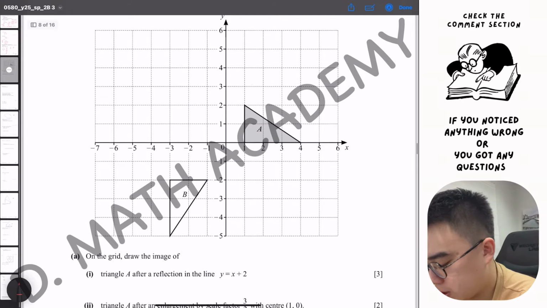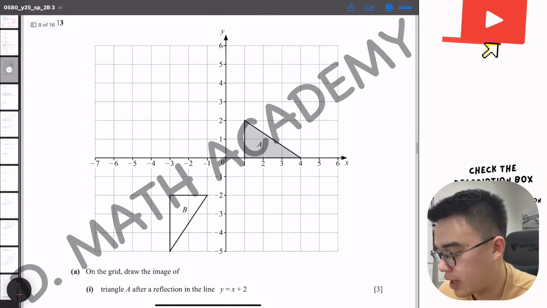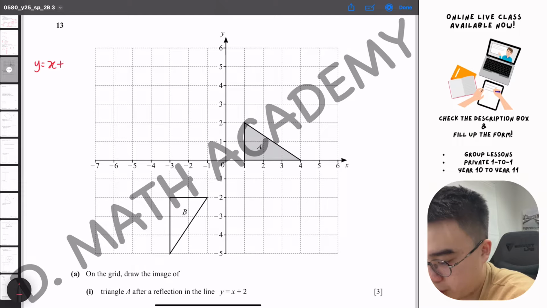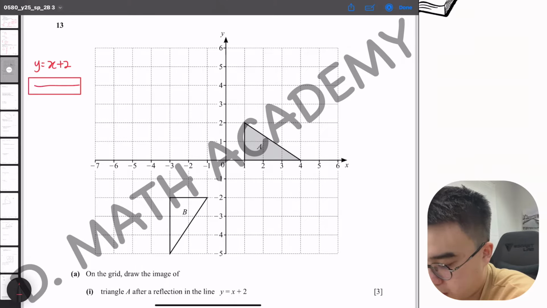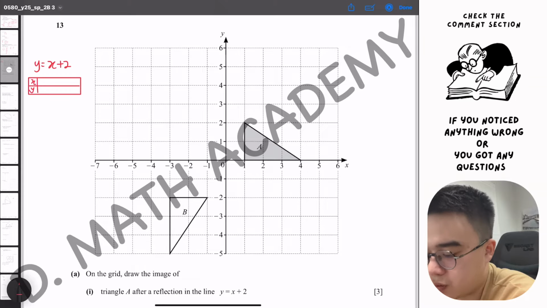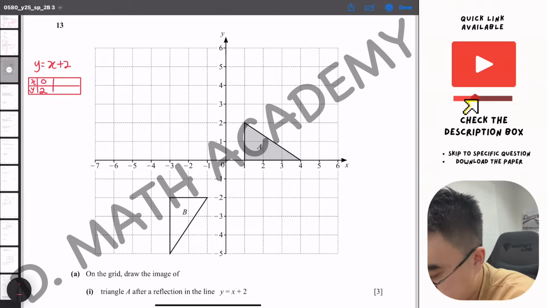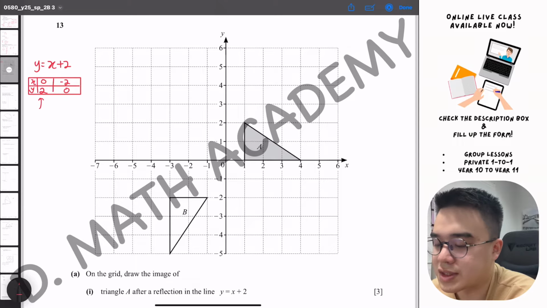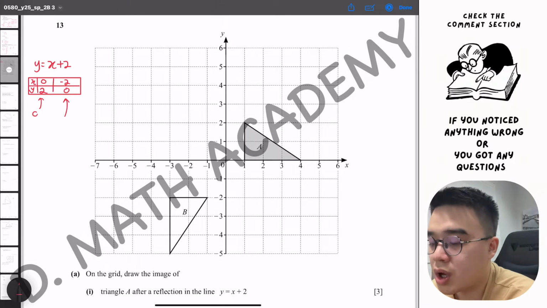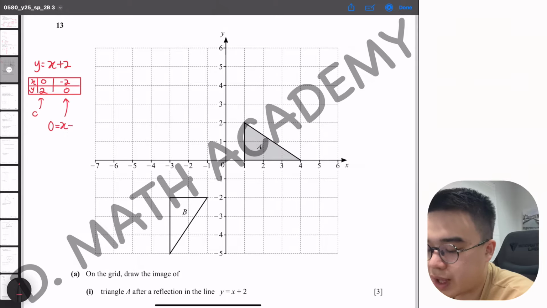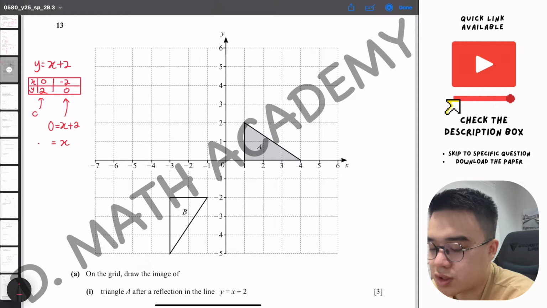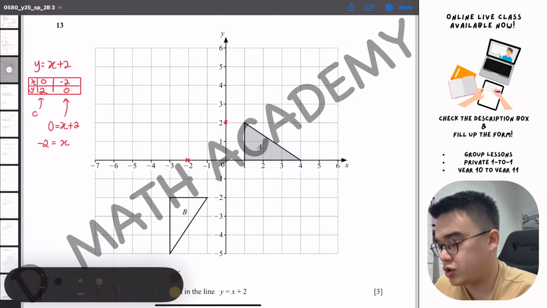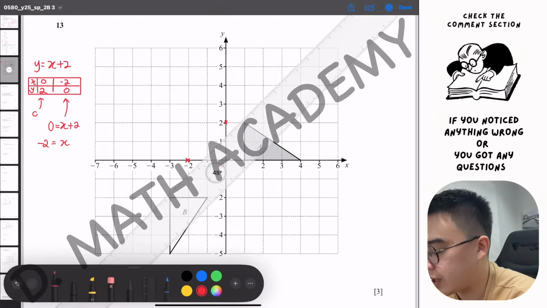Okay, the next one is asking us to reflect triangle A in the line y equals x plus 2. So for y equals x plus 2, you're supposed to have a table here. When x is 0, y is 2. When y is 0, x will be negative 2. The first one I don't have to show because this is just your y-intercept. This one I would like to show you, which is when y equals 0, 0 equals x plus 2. To make x the subject, the positive 2 is going to turn into negative 2. So negative 2, positive 2. Draw a straight line over here, and we have to reflect our triangle A.